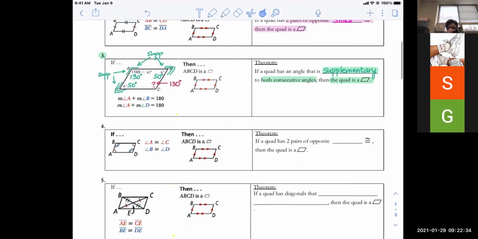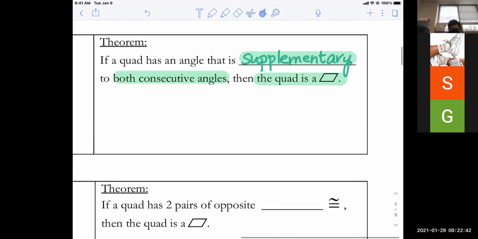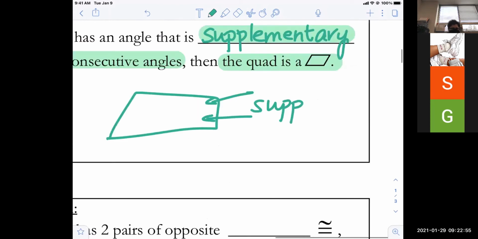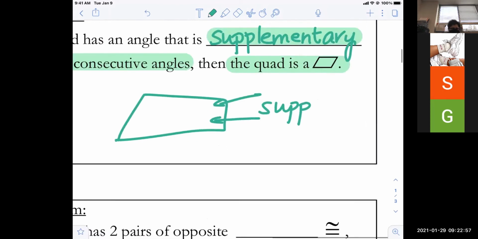So it cannot just be supplementary to one, it has to be supplementary to both. Okay, so can you think of a shape, like what if I had a quadrilateral and we knew that these two angles were supplementary, but that's all you knew? If those are supplementary, what does that make? Here, I'll call this A, B, C, D.